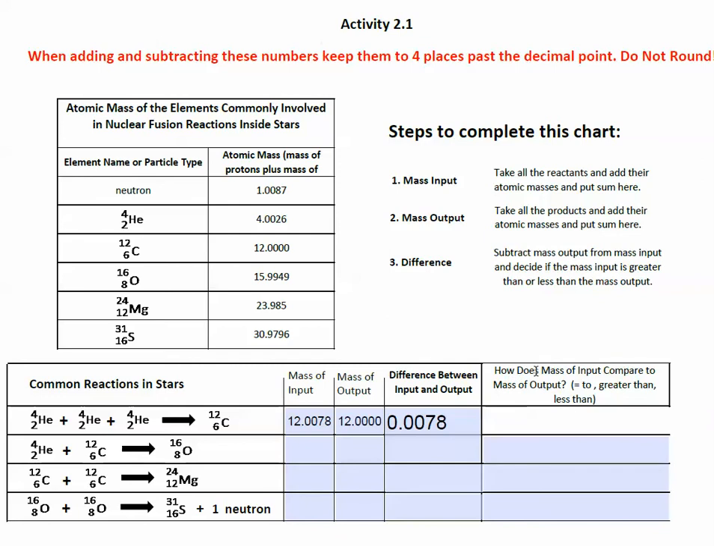And lastly, how does the mass input compare to the mass output? How does this mass input here compare to the mass output here? And you can see that the mass input is greater than, so we're going to type greater than here.